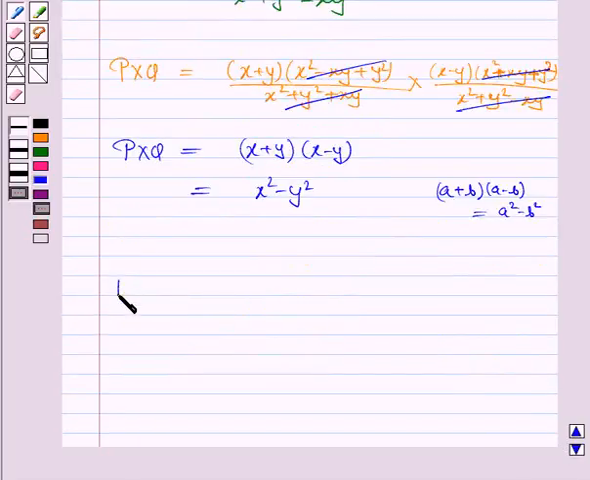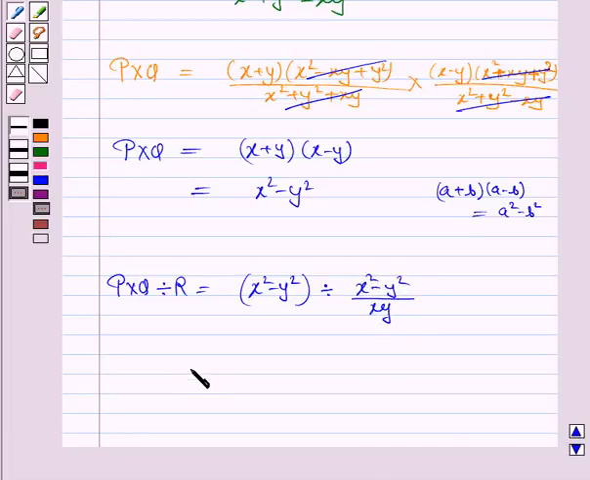Right, now we have to find P into Q divided by R. Now P into Q is x square minus y square, and we have to divide this by R. R is (x square minus y square) upon xy. Now this is (x square minus y square) upon 1. So now this can be written as (x square minus y square) upon 1 into xy upon (x square minus y square).